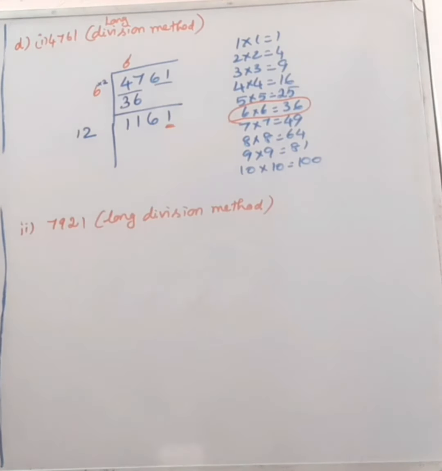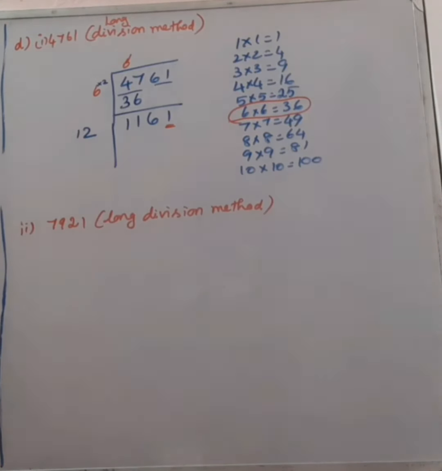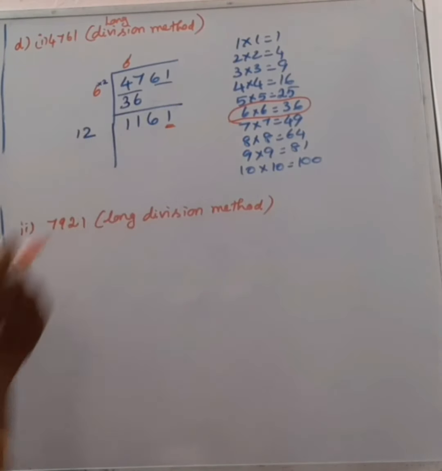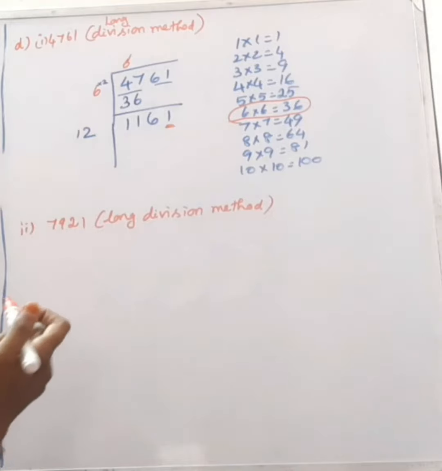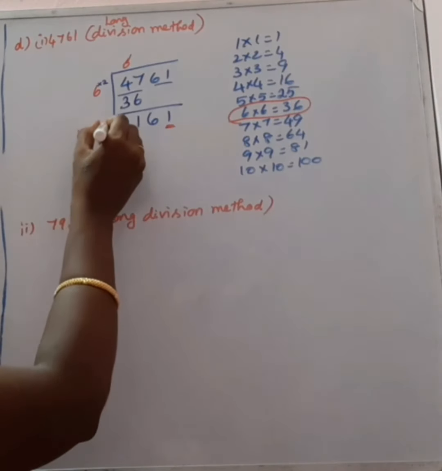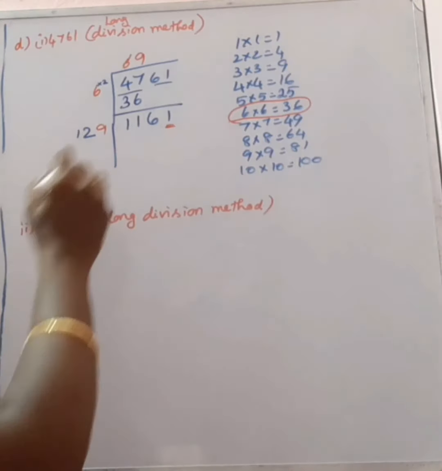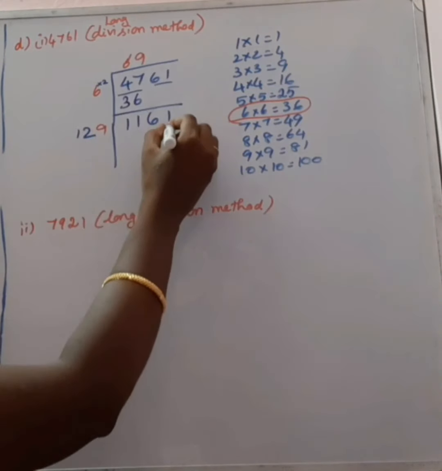1. 1 means in the unit place we have a 1, so surely we know that either 1 or 9 only gives that 1 value. Okay. So, better we put a 9. Because if we put a 1, again we get 121 only here. So, put the number as 9. So, 69.